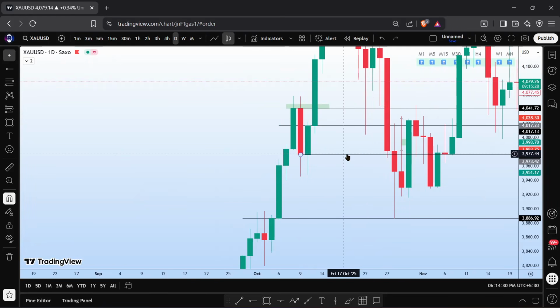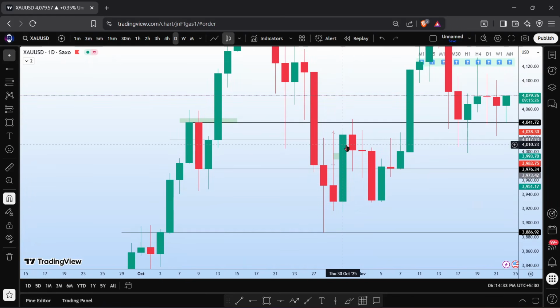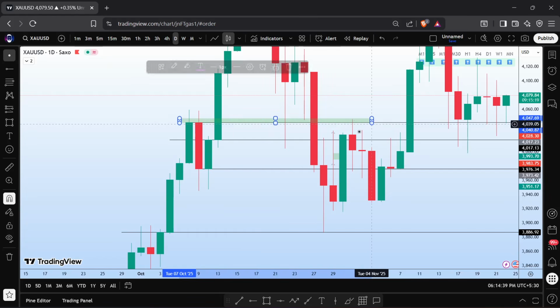So now again price came back into these daily levels on this left shoulder. We could use this as an opportunity to look for sells again, right?